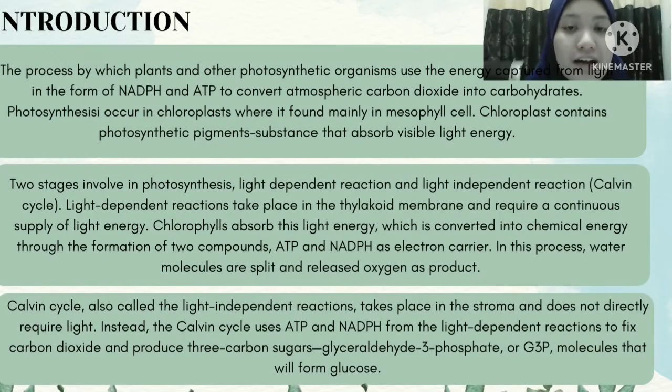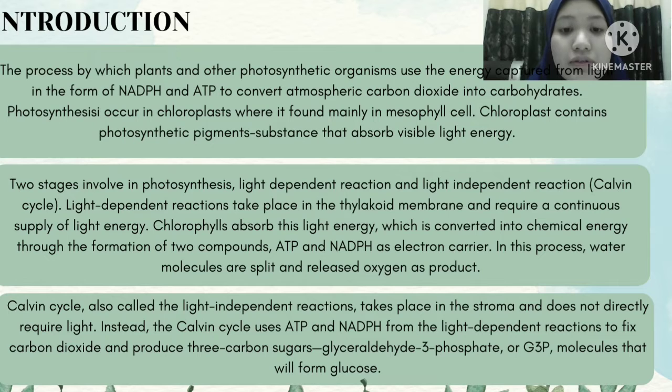Introduction to photosynthesis. Photosynthesis is the process which plants and other photosynthetic organisms use the energy captured from light in the form of NADPH and ATP to convert atmospheric carbon dioxide into carbohydrates. Photosynthesis occurs in chloroplasts, which are found mainly in mesophyll cells. Chloroplasts contain photosynthetic pigments, substances that absorb visible light energy.